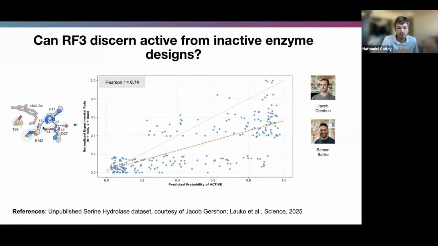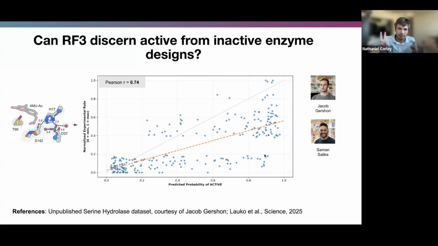I'm showing on the left here the active site of a serine hydrolase enzyme, along with certain distances labeled that are important for the activity. What you can do is take a bunch of putative sequences, fold them, and see which of those sequences best preserve the distances that you care about. If you do this on this data set of serine hydrolases, which are a few thousand data points of sequences and their measured activities in the lab, we find that there is some degree of correlation between how well the structure adheres to those specified distances and the activity that we measure in the lab.